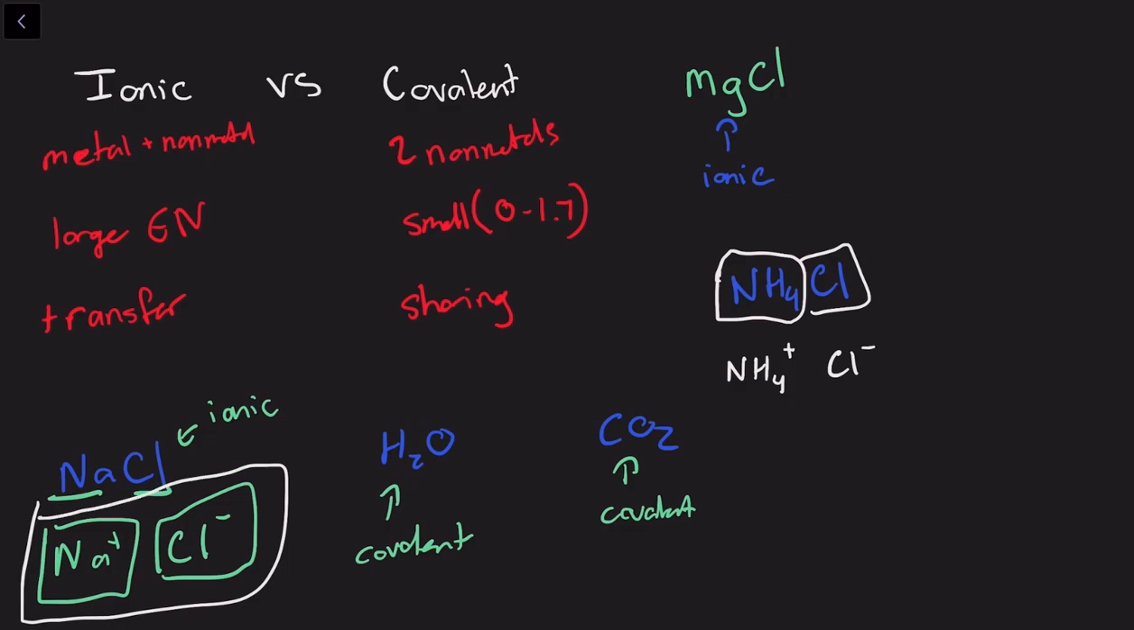We have a plus charge and a minus charge. They come together with an ionic bond, and they become overall neutral. That's exactly what we have here. So this is one way we can determine that this is going to be an ionic bond.